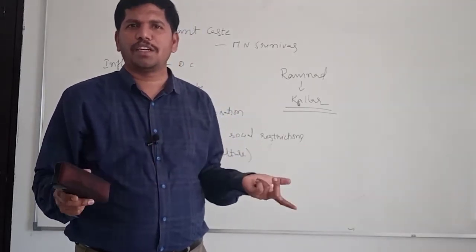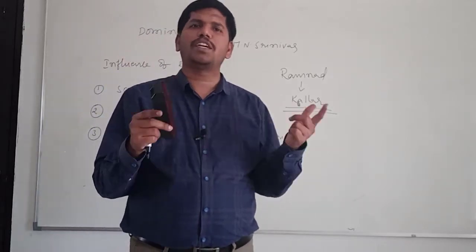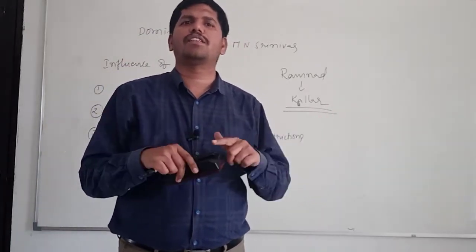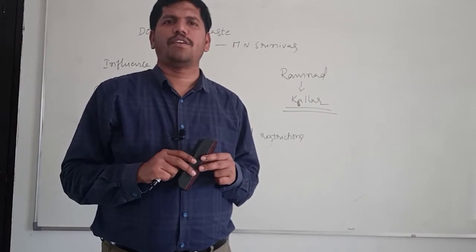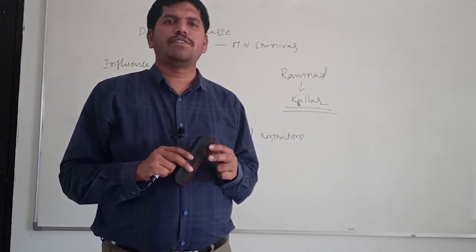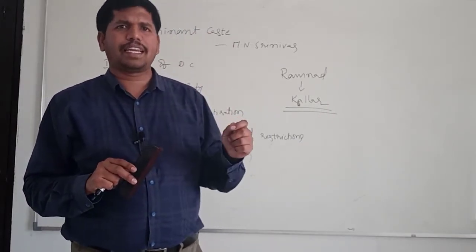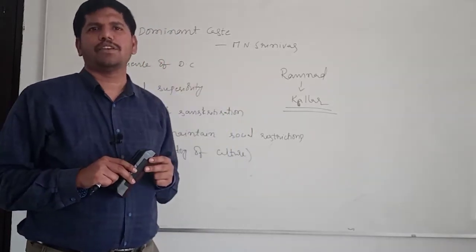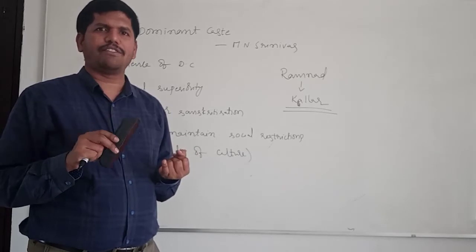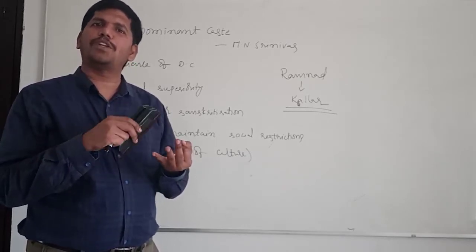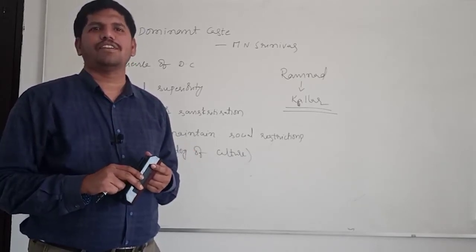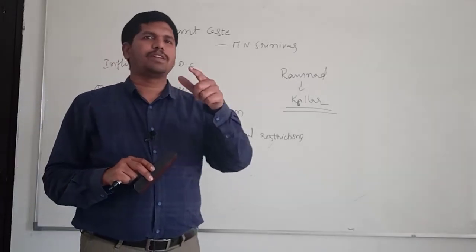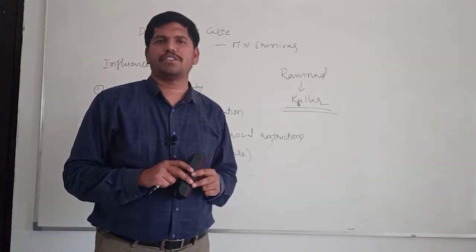Why? Because they are numerically powerful, economically powerful, politically powerful. That's why their orders are nothing but laws. That's why a dominant caste can impose and maintain social restrictions. Because numerically they are powerful, economically powerful, politically also they are powerful. That's why they can impose and maintain the social restrictions.